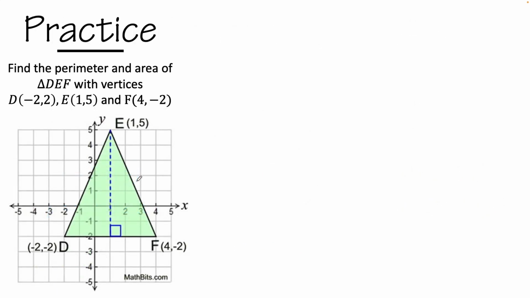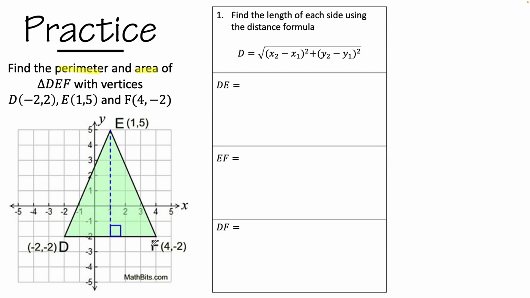Now this is what we call coordinate geometry, meaning we take what we've learned about geometry, and we're going to translate it onto a coordinate grid. So for this it says find the perimeter and the area of this triangle DEF with these vertices -2, 2, 1, 5 up here, and 4, -2. Now in order to find the perimeter, we need to know the length of each of the sides. And when we're on a coordinate plane and we're not given the length of each side, we can find it using the ever popular distance formula.